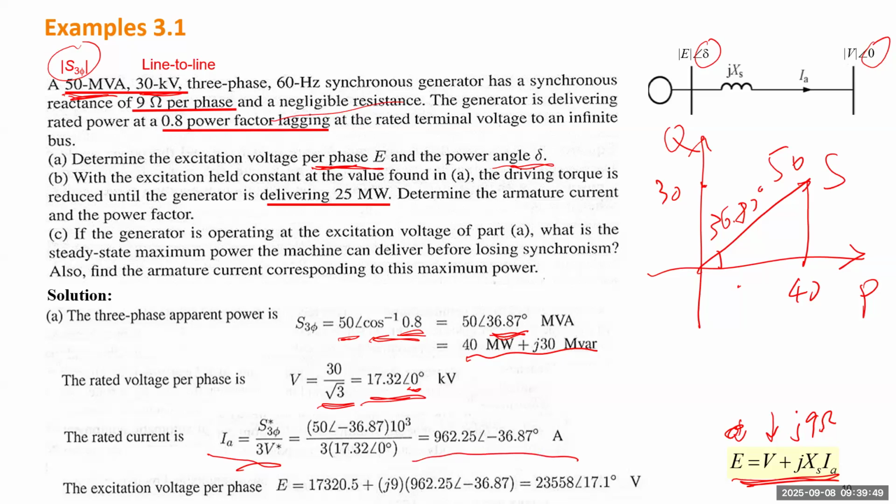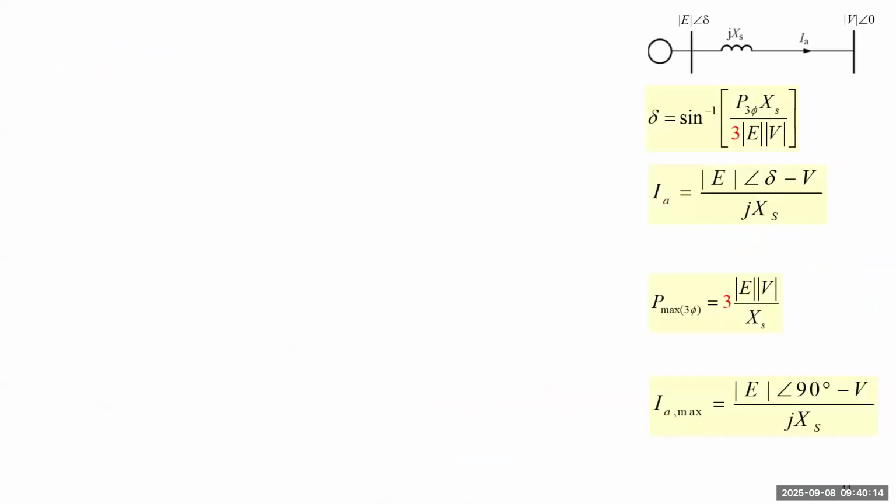Next, we plug everything into this formula, and we can get the voltage E. You can tell this voltage is slightly bigger than V, right? Because the power factor is lagging, the external system will need reactive power. So you need to have E larger than V to provide the reactive power.